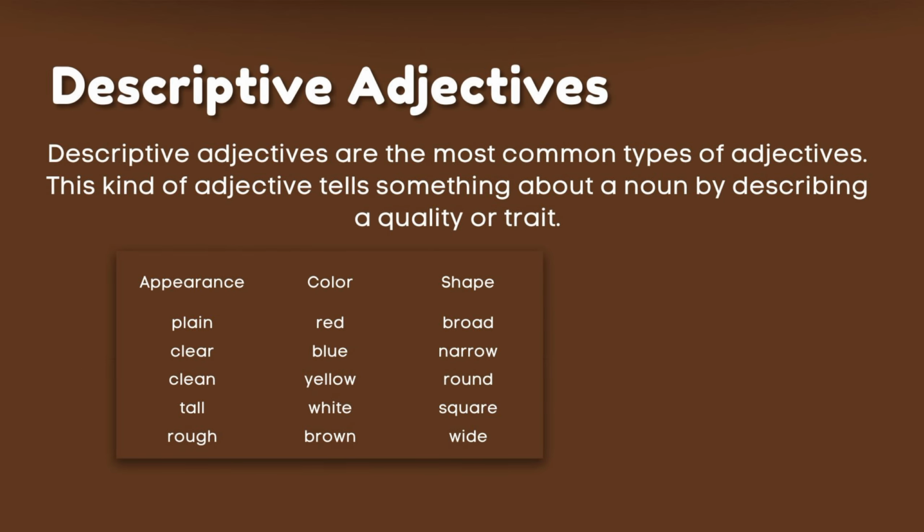Now let's move on to different types of adjectives. The first one is descriptive adjectives. Descriptive adjectives are the most common type of adjectives. This kind of adjective tells something about a noun by describing a quality or trait. For example, describing color of something such as red, blue, or describing shape like narrow, round, or appearance such as rough, tall, or clear. These are all descriptive adjectives.